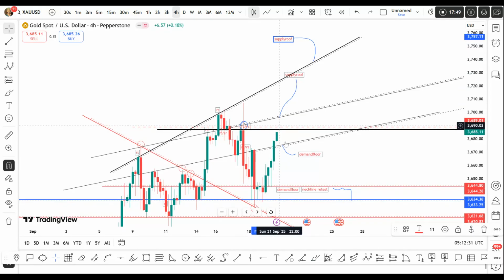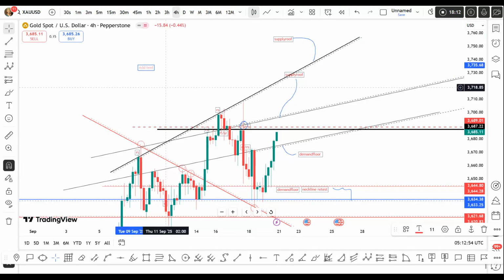So a push into this structure by Monday, New York time, will be 3,723. 3,723 New York time into 3,725. So sell, good, 3,725, 3,730, 3,723. That's the zone.